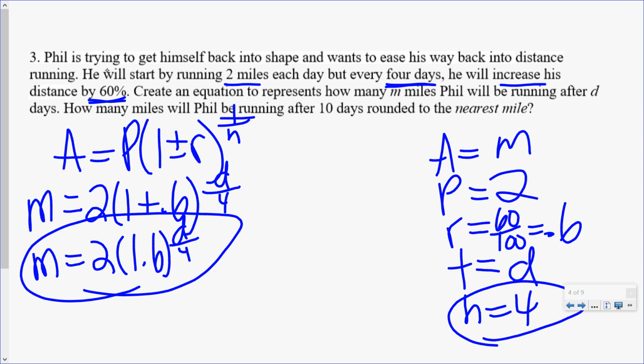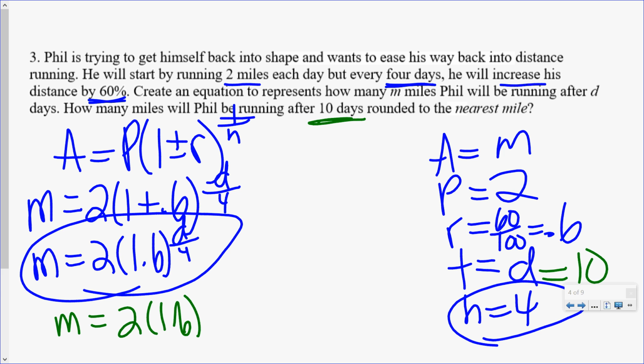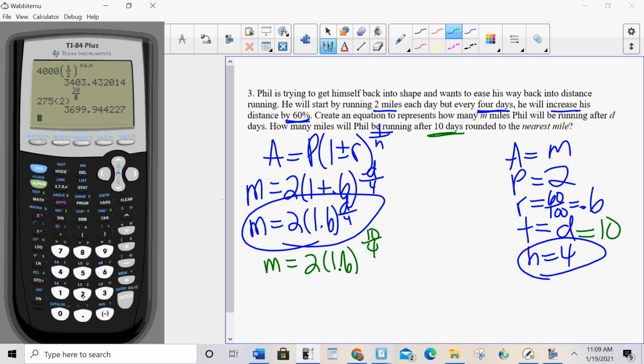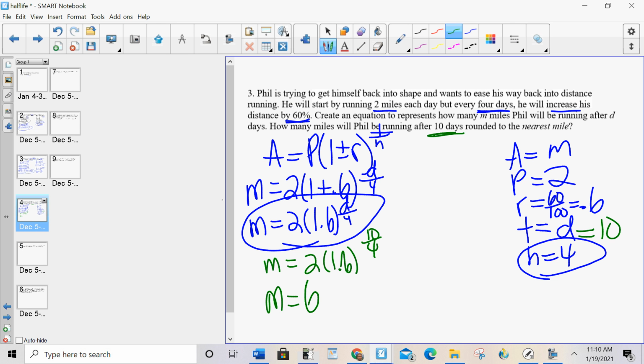Now, how many miles will Phil be running after 10 days? Well, that's T, or D, I guess we can call it. So I'm going to replace the D with 10, 2 times 1.6 to the power of 10 over 4. To the nearest mile, that is going to be 6 miles. So there's really not much more to it.